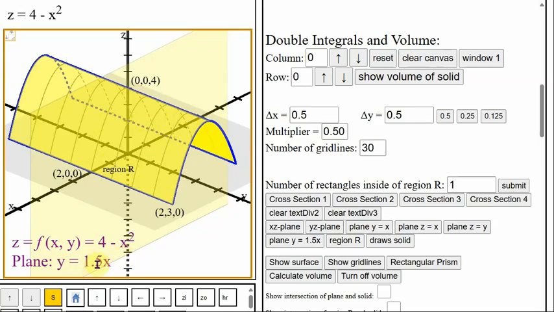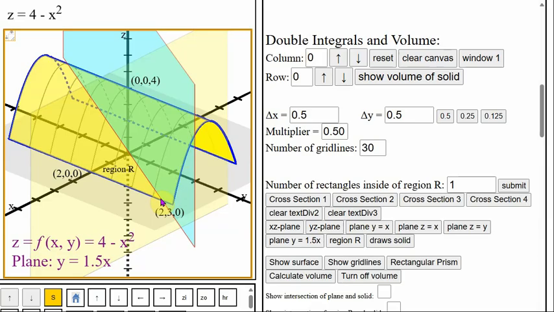And then the plane y equal to 1.5x. So notice that 1.5 is the same as 3 over 2. So the slope for this line right here would be 3 over 2.